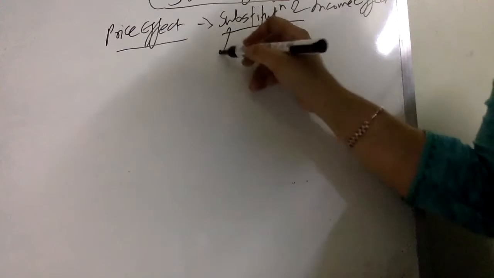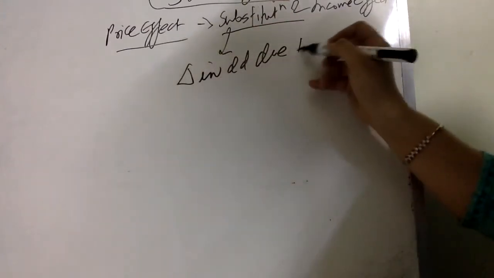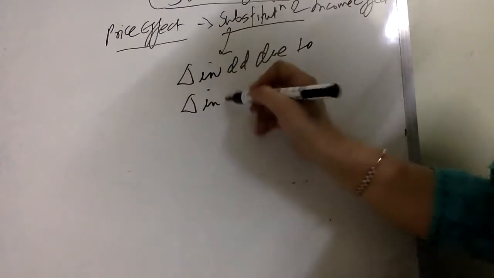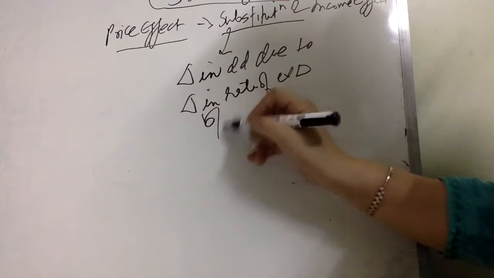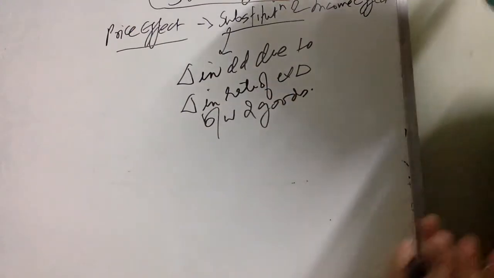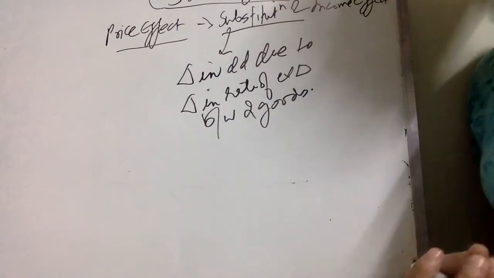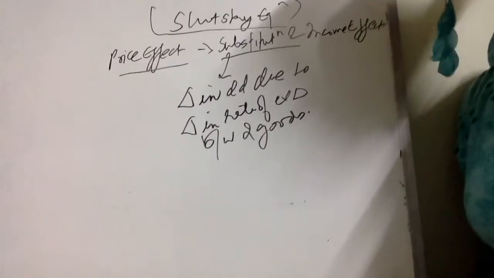It is the change in demand due to change in the rate of exchange between the two goods. What it means is, if there is a change in the price ratio between the two goods, simply because of the change in price, how is it that the demand is changing? This is given by the substitution effect.